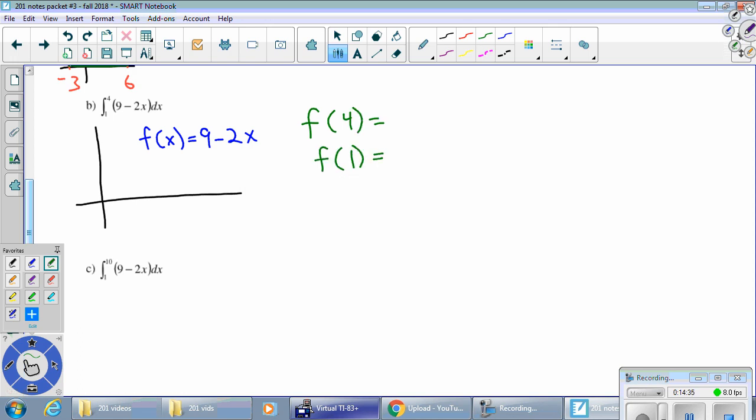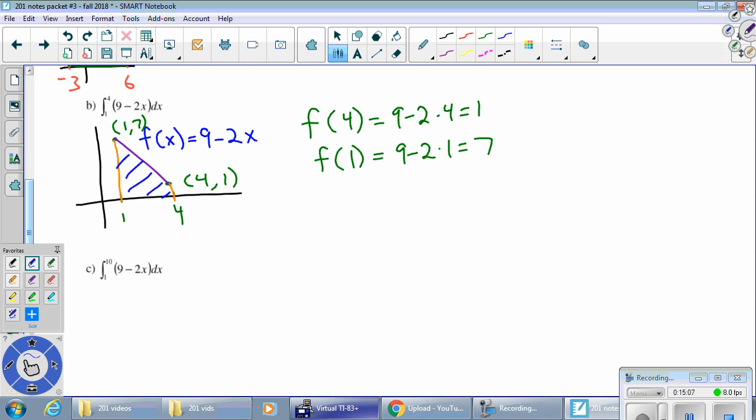So if I plug 4 in, I get 9 minus 2 times 4, which is 1. And if I plug 1 in, I get 7. So we'll just plot those points. 4 comma 1 and 1 comma 7. And then connect the dots with a straight line. And so, of course, our 1 is here and our 4 is here, and we're interested in the area of a particular shape. So we go between the curve and the x-axis. So that is the area we're interested in.